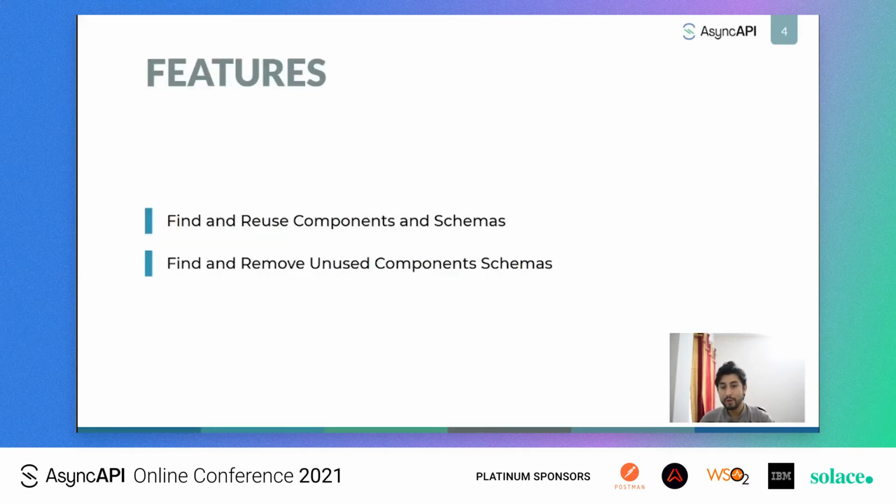So how this library works is, first of all, it will find the duplicated components in your file, and then it will generate a report for you to tell you what components are duplicated and where they are. And if you want, it can help you to move them into the components section and reuse them. Or if you have components in the components section that are there but you are not using them anywhere, you can just specify and the library will delete them for you. Okay, let's see this library in action.